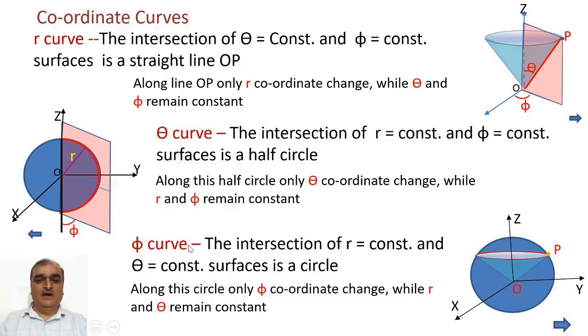Then the third curve, the phi curve. This phi curve is the intersection of r constant, that is a sphere, and theta constant, which is a cone. The intersection of the sphere and cone, if we visualize three-dimensionally, is a circle. In this figure, this red circle is the phi curve. Along this phi curve, only the phi coordinate changes while r and theta remain the same.